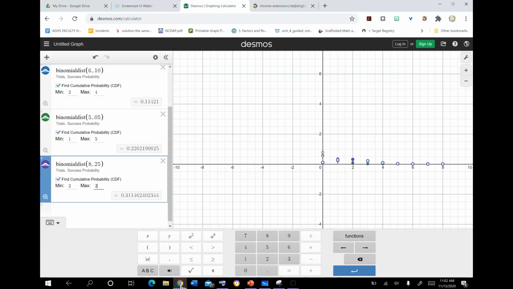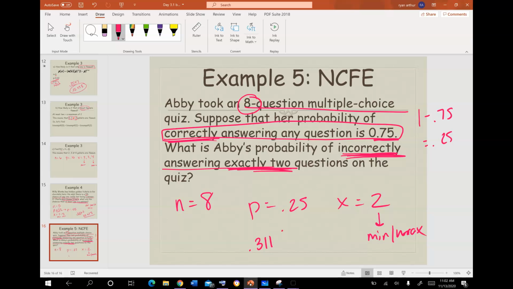0.311. That 6 is going to turn that 4 into a 5. So it's 0.3115. Move that decimal 2 places. So I have a 31.15% chance of incorrectly answering that multiple choice question.